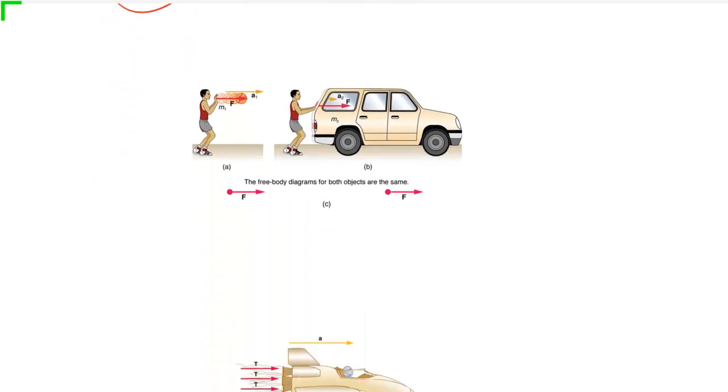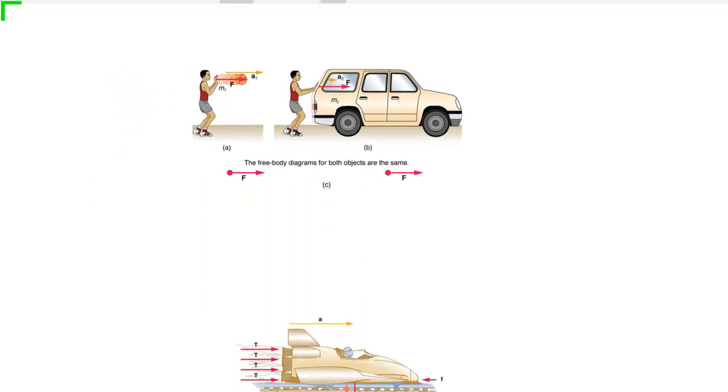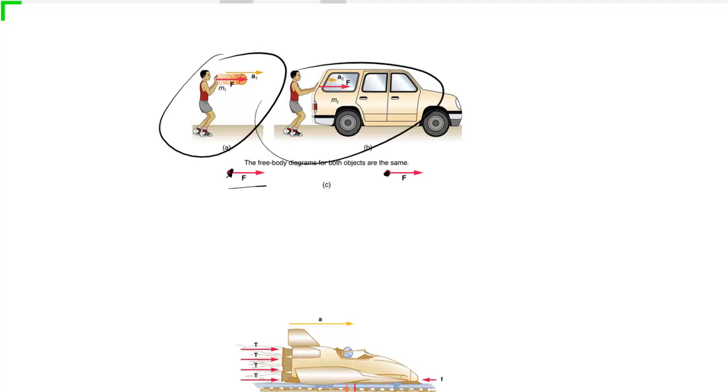Another note, in the free body diagram, the mass is always just a dot here, right? Regardless of how massive it is. And so the free body diagram of this guy pushing the basketball to the right is just a dot with a force to the right. And if he pushes with the same magnitude force on this car, it's still just a dot with a force to the right. Now clearly we'll have different accelerations because we'll have different masses when we write our Newton's second law, but the free body diagram looks the same.